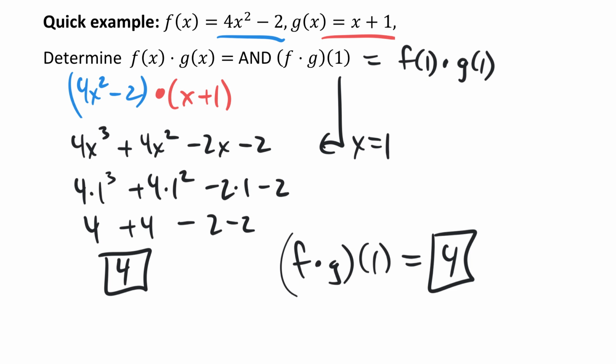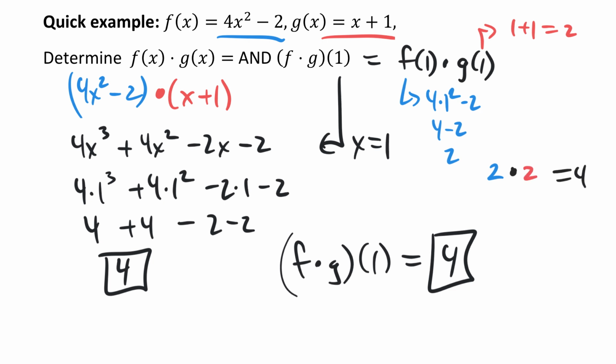And if you wanted, we could go back and do this the old way, right? If we were to find f of 1, this means 4 times 1 squared minus 2. That's going to be 4 minus 2, it's going to be 2. And we could find g of 1. It's going to be 1 plus 1, which is 2. And then we could take these two numbers, 2 times 2, and that's going to give us 4, just like over here. Same.